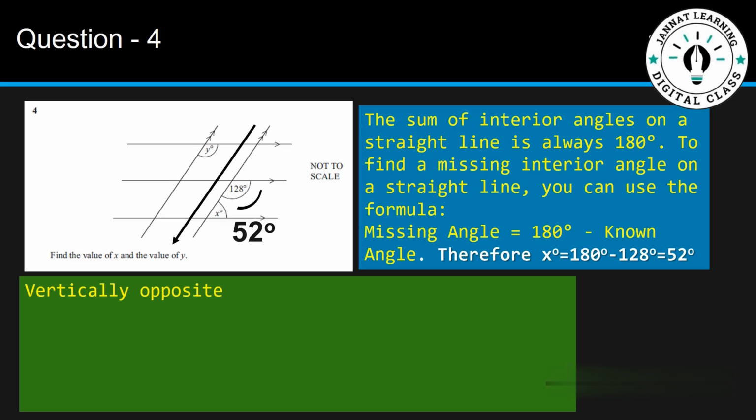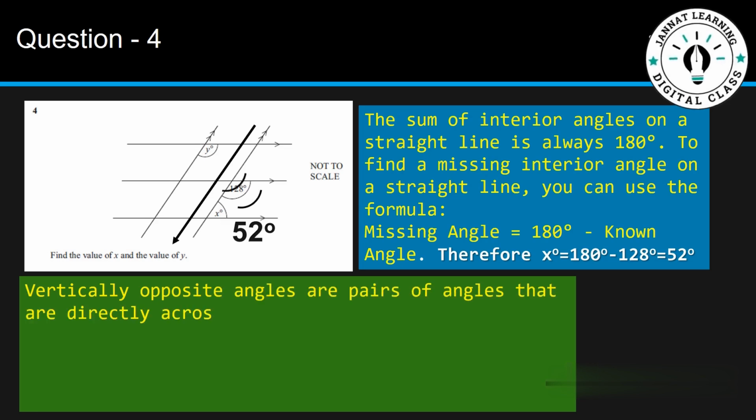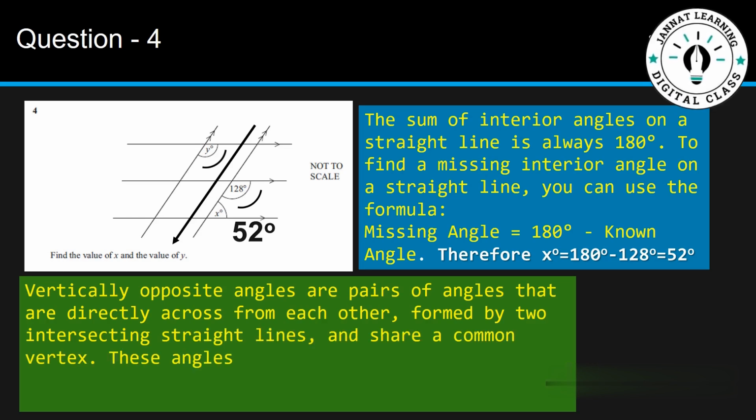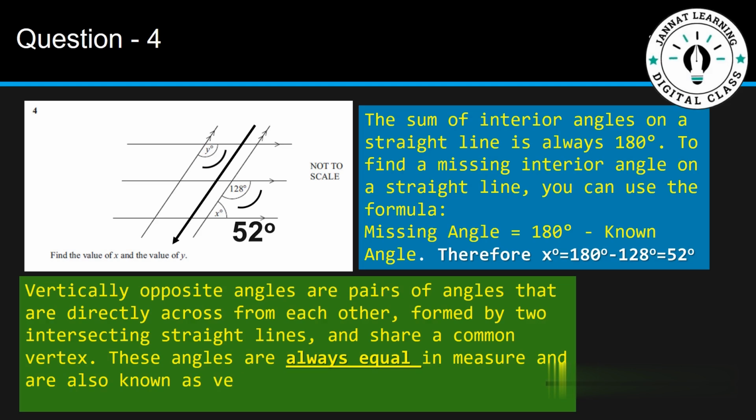Vertically opposite angles are pairs of angles that are directly across from each other, formed by two intersecting straight lines, and share a common vertex. These angles are always equal in measure, and are also known as vertical angles. Therefore angle Y equals 128 degrees.